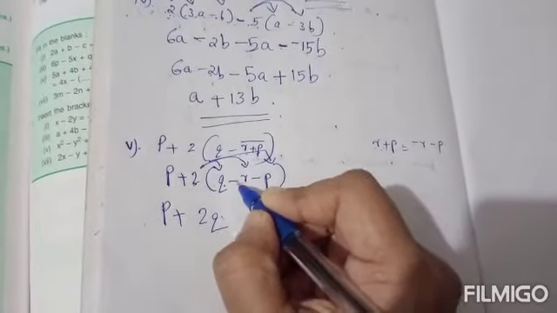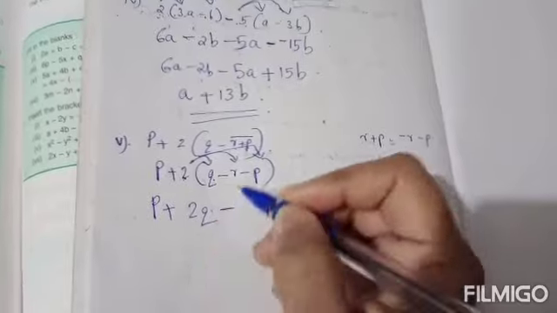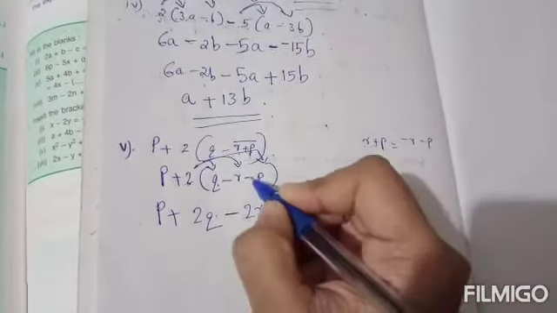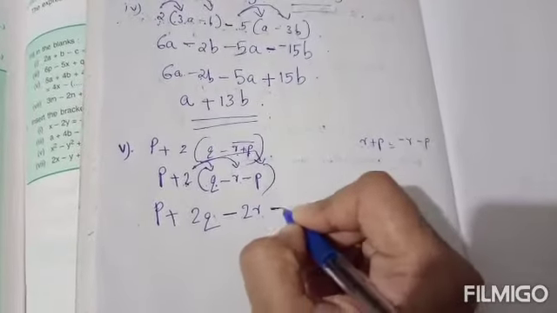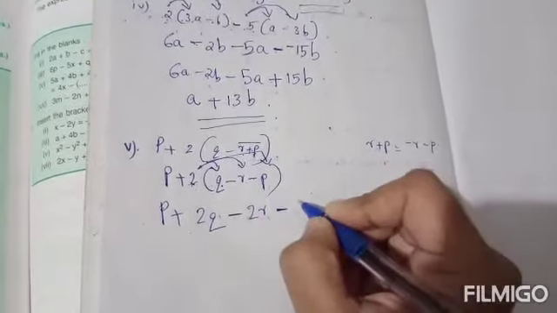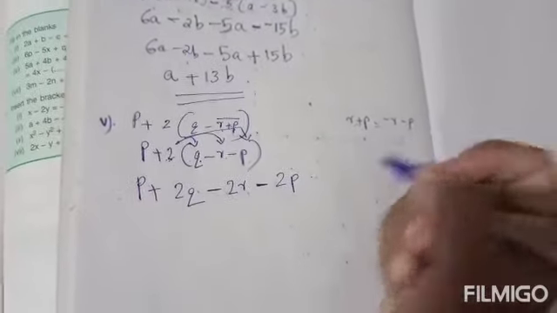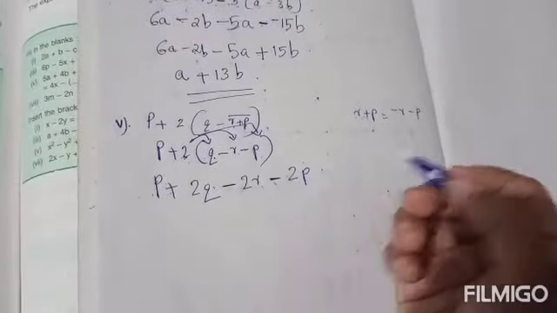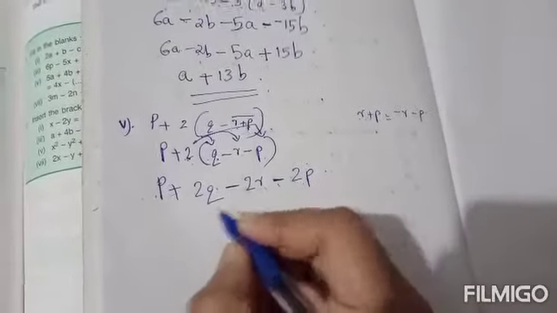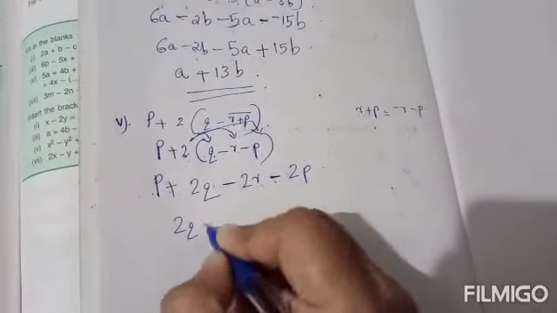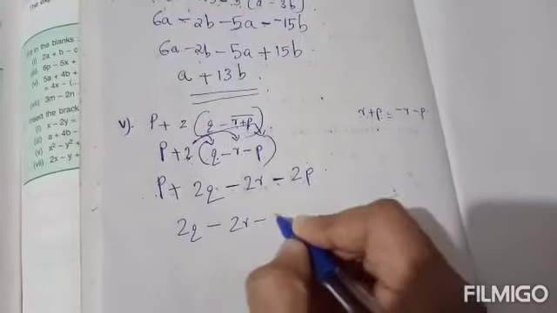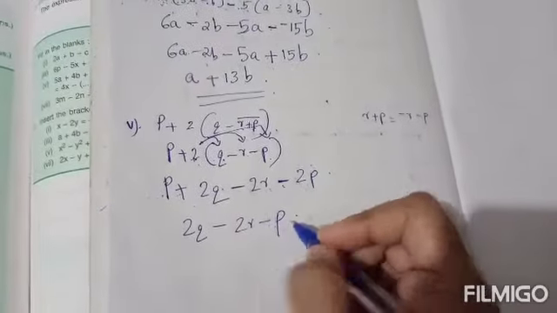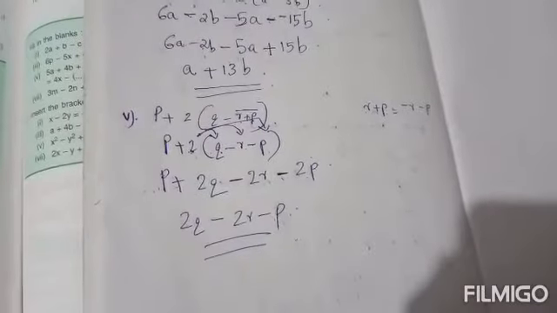Here the sign is minus, so put minus sign. Okay, 2 into r, 2r. Here also sign is minus, so put minus sign. 2 into p, 2p. Okay, now adding or subtracting like terms. p minus 2p, it is minus p. So 2q minus 2r minus p. So this is the final answer.